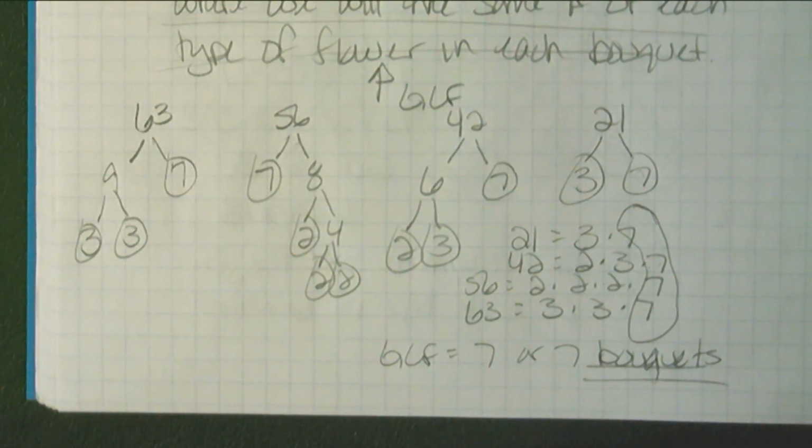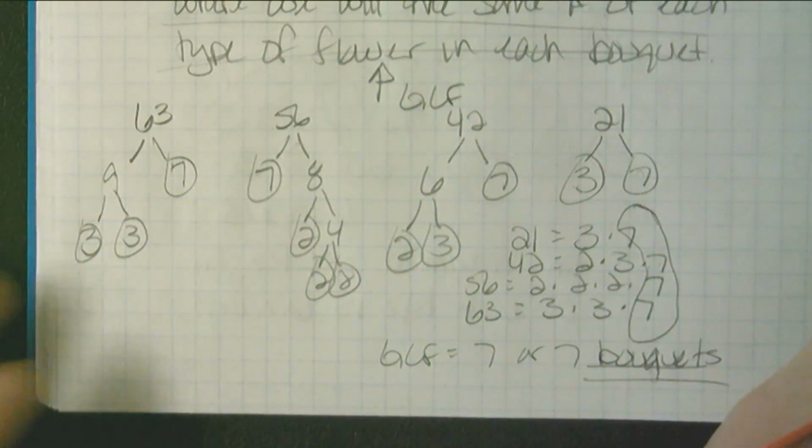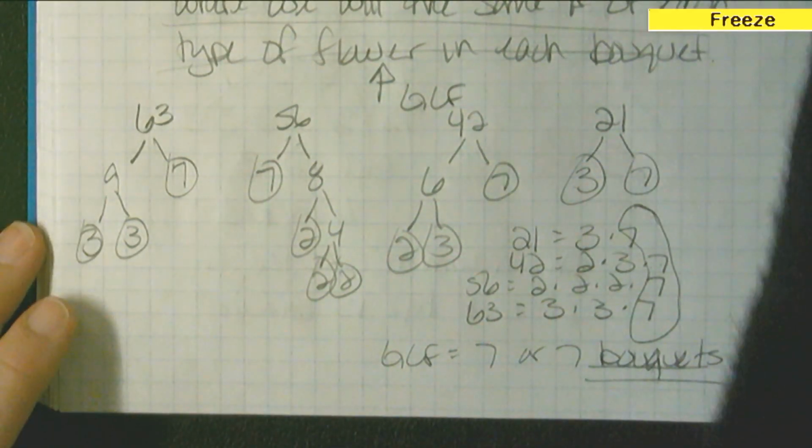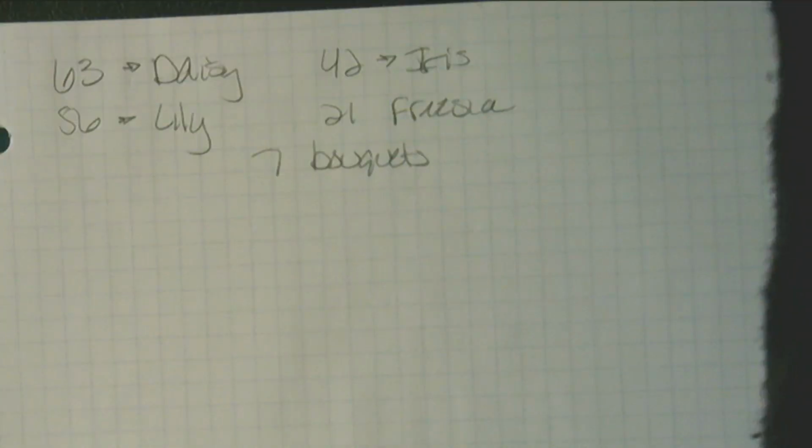All right, so the question becomes, we want to know how many of each are in there. So I'm just going to freeze this, and I'm going to put it on my next page. We had 63 daisies. We had 56 lilies. We had 42 and 21, that's iris and the freesia, and we have 7 bouquets. I'm just re-summarizing here what we have. So we want to know the number of each of these, right?